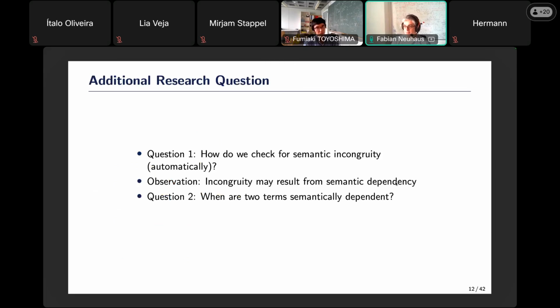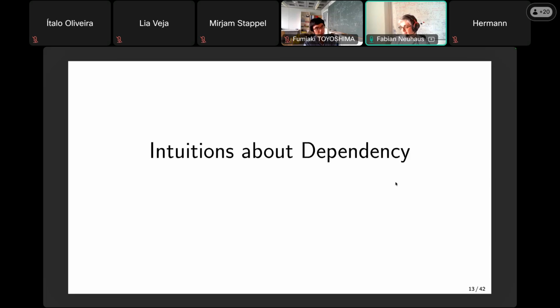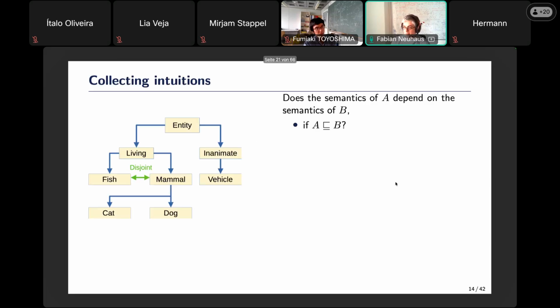So we have these semantic dependencies between terms, and they are important because they will play an important role for semantic incongruities, as we have seen. Now the question is, how do we know whether two terms are semantically dependent? As I said, ideally, I would have a good definition, and that's of course what we started to try to do and to give you.